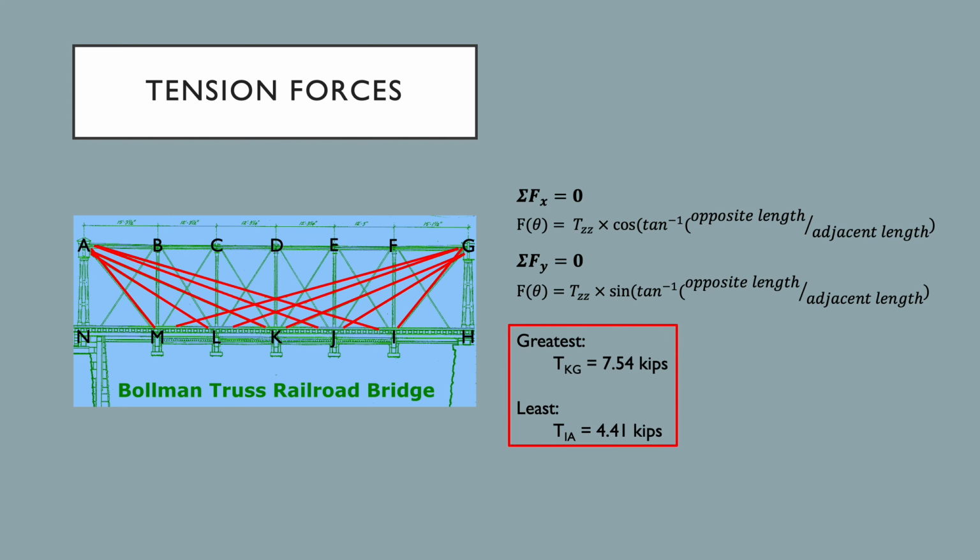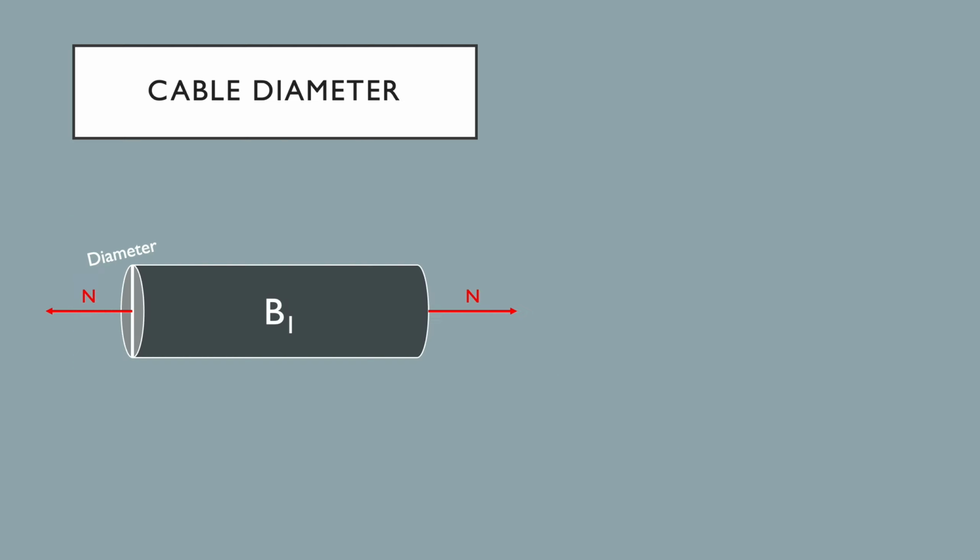The greatest tension was in cable KG with 7.54 kips, while the lowest was in cable IA with 4.41 kips. A kip, for reference, is 1,000 pounds of force. We can then find the diameter of a cable on the Bollman Bridge. For this purpose, we will focus on cable B1.